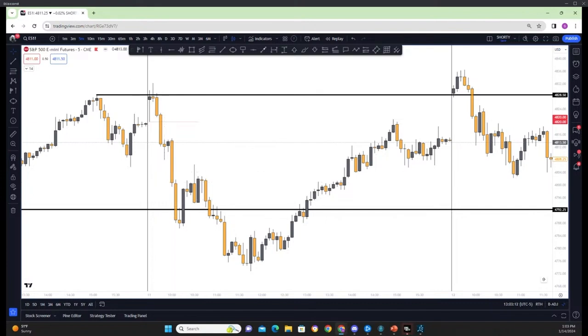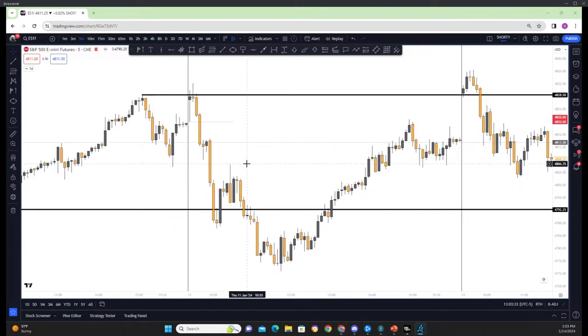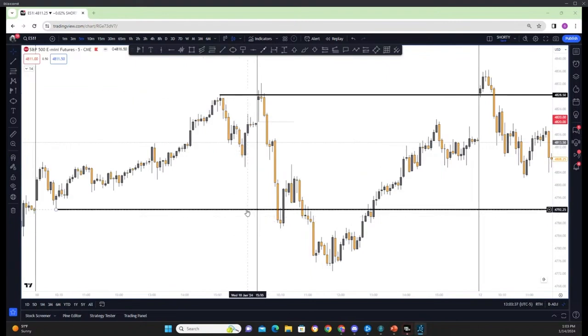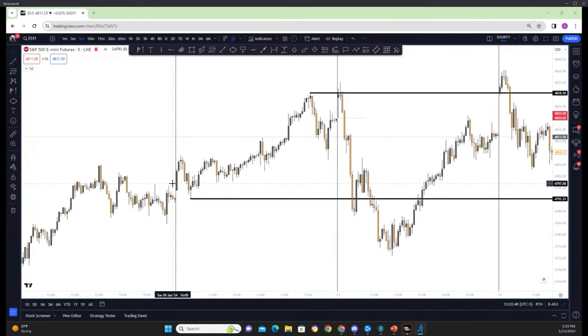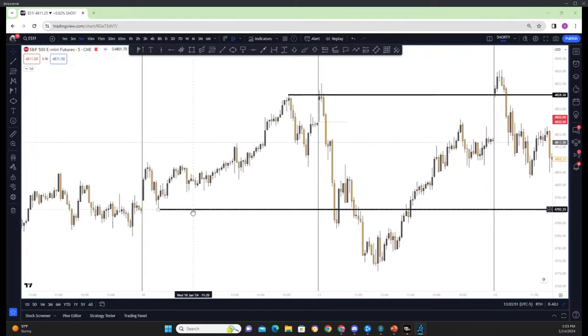What type of auction would it be? Guys stuck? Isn't it open test drive? Open, test, rejection, reverse. Open rejection reverse. You open, you rejected the PDH and then you reversed, right? You open, you test, and then you reversed, and then you broke the low and you continued. An open test would be you open, you test, and then what do you do? You continue. Continue up, you mean? Yep.